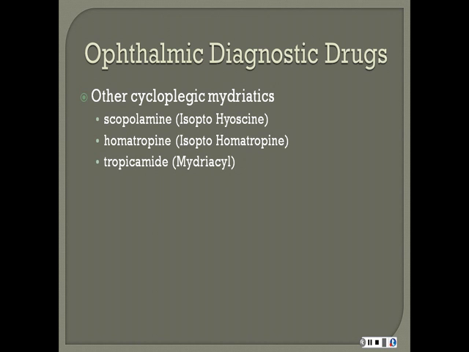So other cycloplegic mydriatics include scopolamine, homatropine, and tropicamide. I know you guys love it when I do that. Both the scopolamine and the homatropine, I'll get it right one of these days, are used for both diagnostics and to treat uveitis, where the tropicamide, like the cyclogel, is only used for diagnostics.